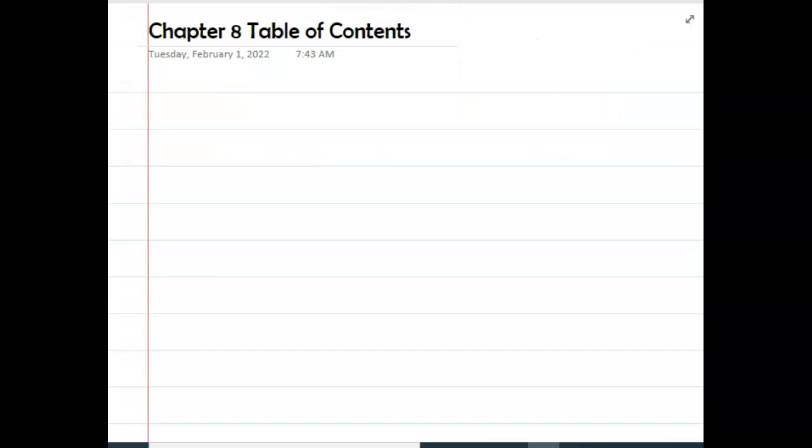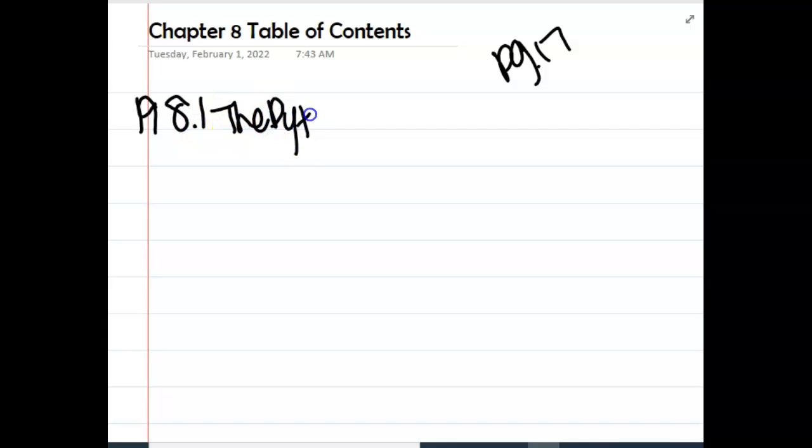Okay, all right, so we need to set up our table of contents. Your next open page should be page 17. So if you have not set up your table of contents yet, that should be on page 17, which means your vocab should be on page 18. So on page 19, this is going to be section 8.1, the Pythagorean theorem and its converse.